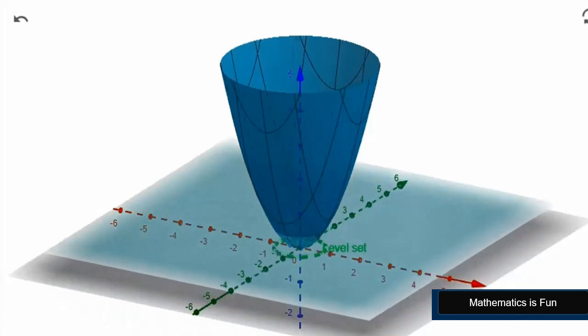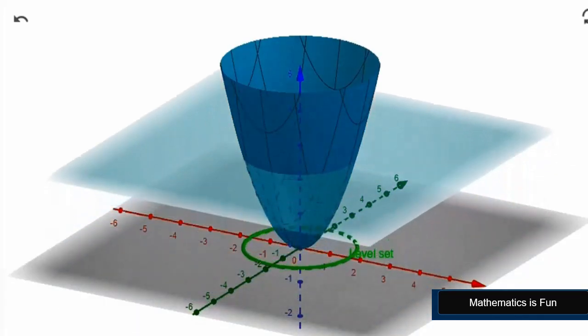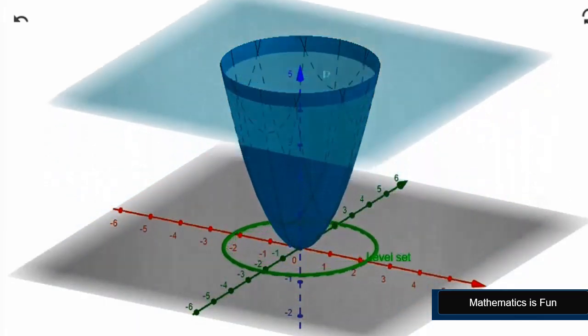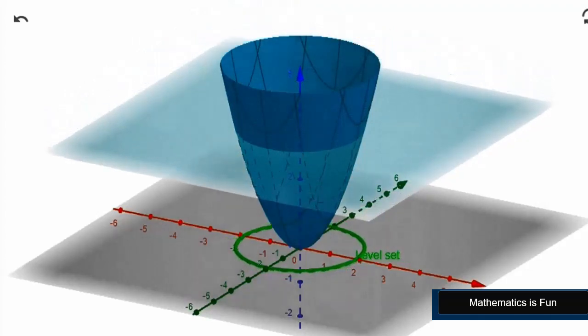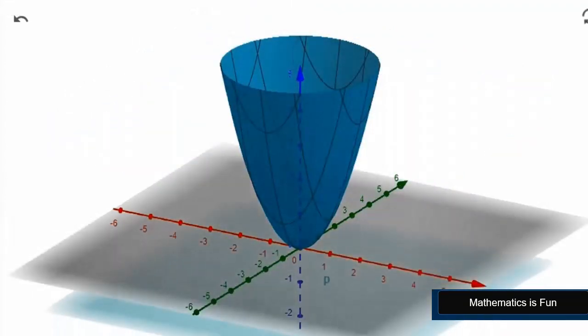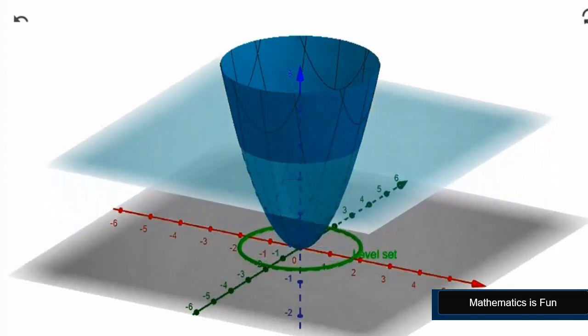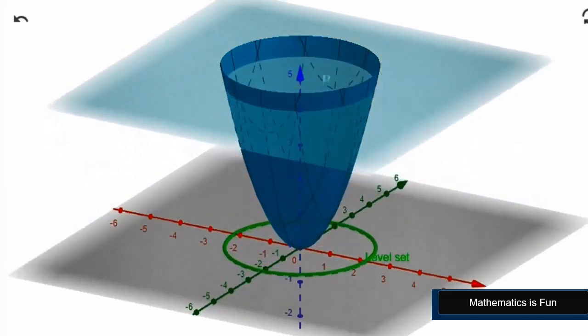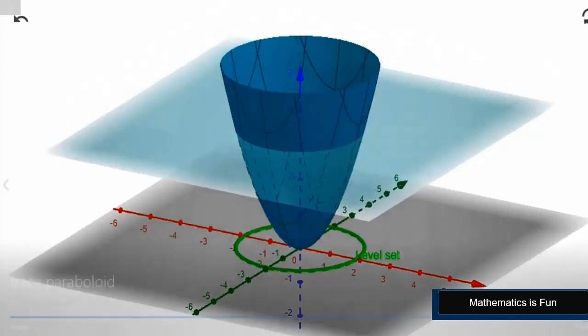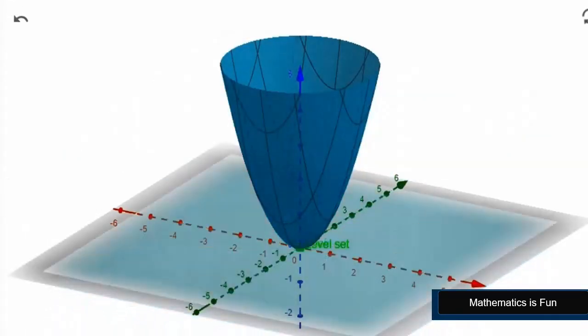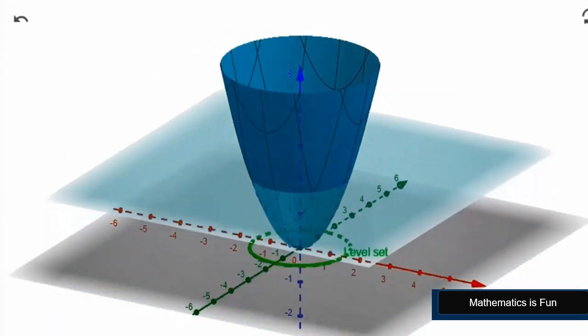What is a level curve? Well, a level curve of the surface is obtained when the xy plane, or you can say a horizontal plane, cuts the surface, and the projection of the result of this intersection is called a level curve. When we sketch all these level curves on the xy plane, then it is called a contour map.